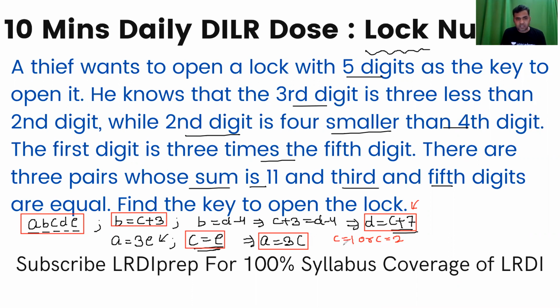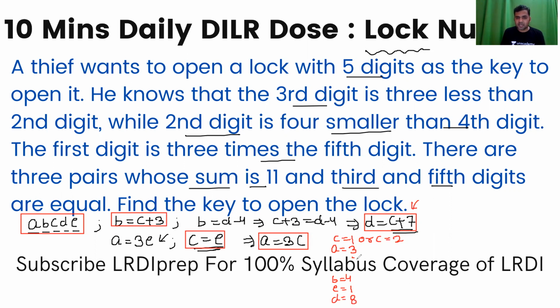Now, if I take C as 1, in this case you see that the value of A will be equal to 3. And the value of B will be equal to C plus 3, that is 4. And the value of E will be the same as C, that is equal to 1. And D, you see, is C plus 7. So the value of D here will be C plus 7. C is 1, 7 plus 1, 8.